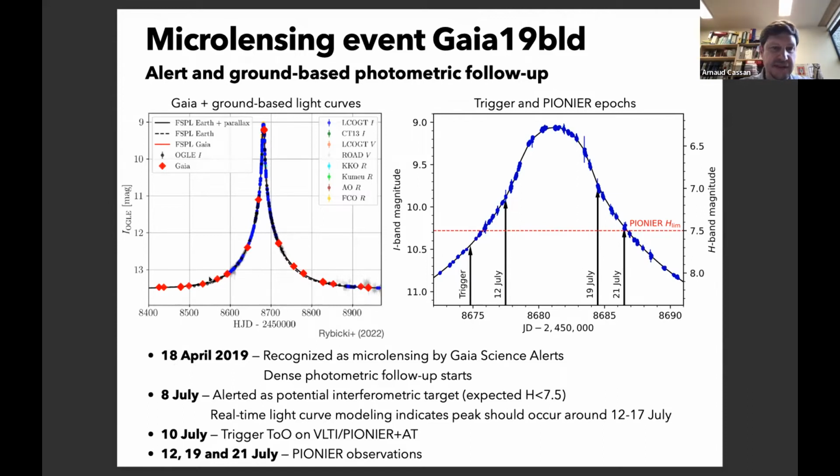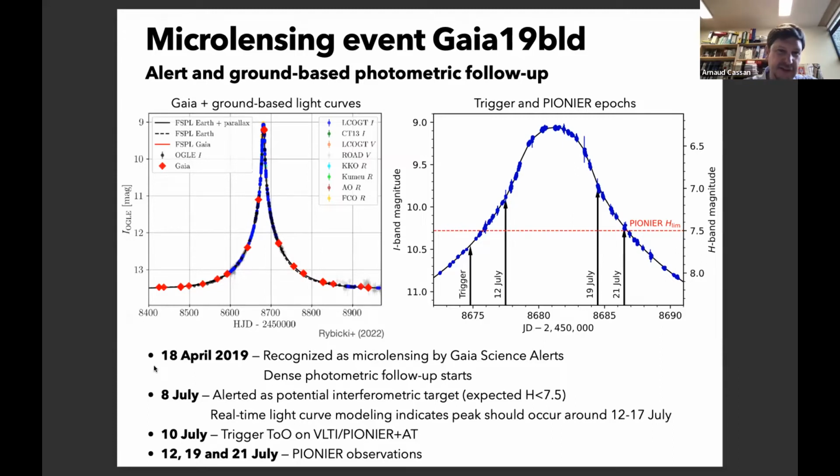And then you see that you have, from the ground, a very dense photometric follow-up of the event that is starting to try to discover the nature of this increase of light and this variability, and at the end model it and see what kind of lens it is.